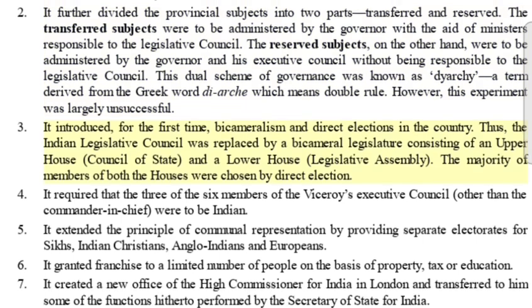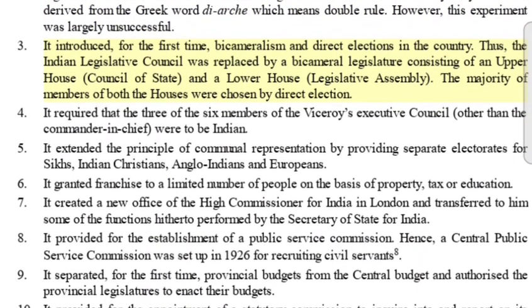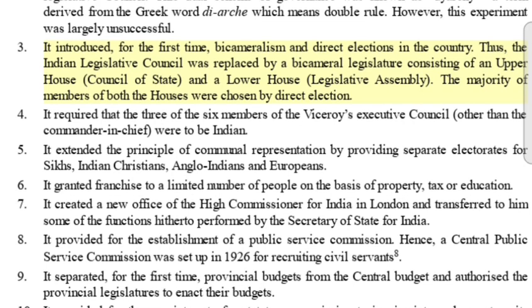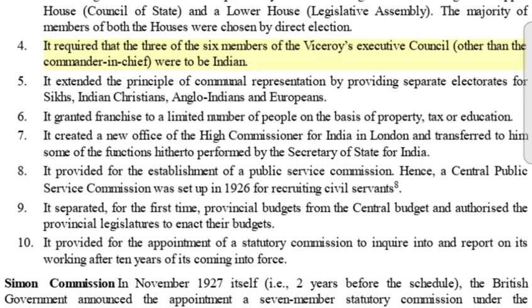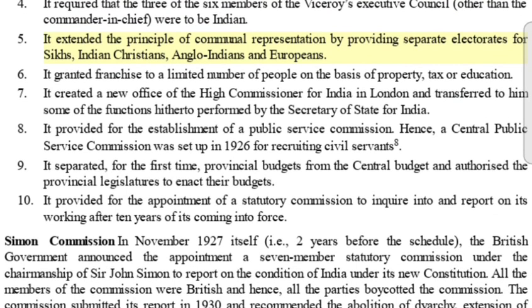It introduced, for the first time, bicameralism and direct elections in the country. Thus, the Indian Legislative Council was replaced by a bicameral legislature consisting of an upper house, Council of State, and a lower house, Legislative Assembly. The majority of members of both the houses were chosen by direct election. It required that 3 of the 6 members of the Viceroy's Executive Council, other than the Commander-in-Chief, were to be Indian. It extended the principle of communal representation by providing separate electorates for Sikhs, Indian Christians, Anglo-Indians and Europeans.